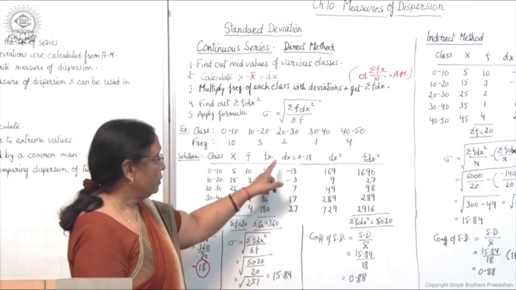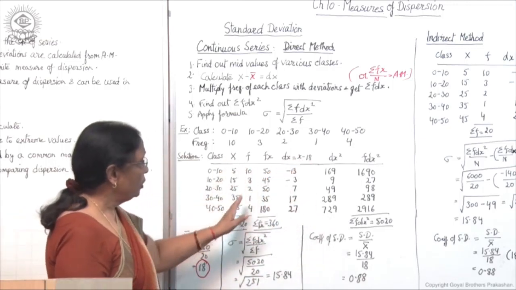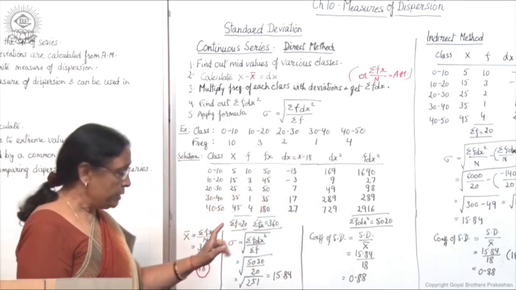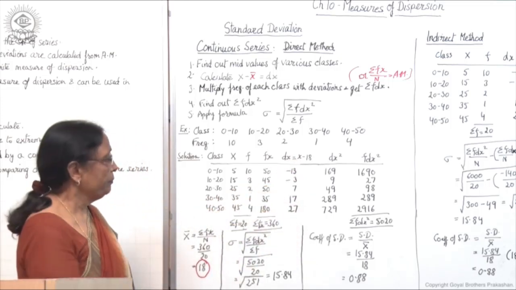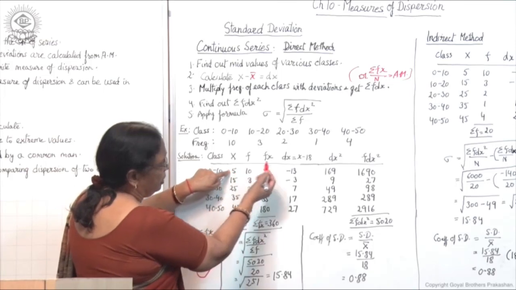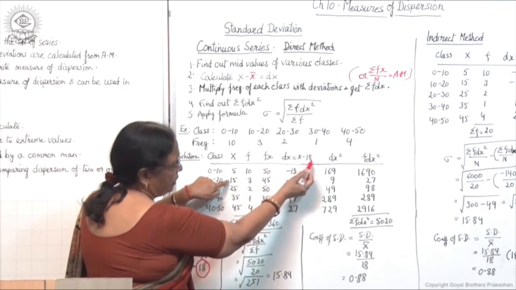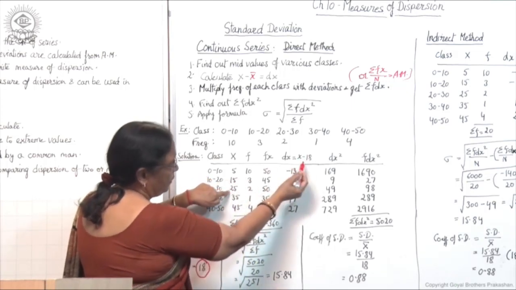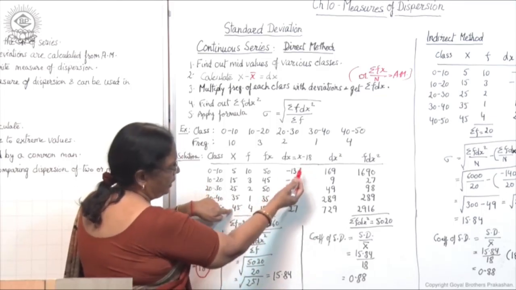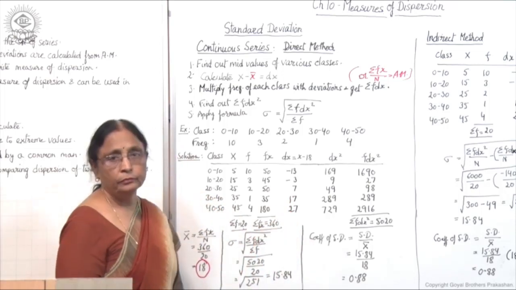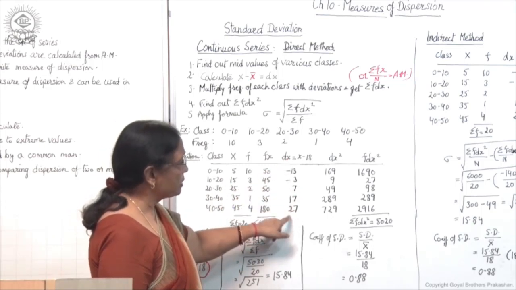dx is equal to x minus 18. x is this column given to you minus mean, 18 is the mean, so x minus 18, that will be dx. These are the deviations. Here x is 5, so 5 minus 18 is minus 13, 15 minus 18 is minus 3, 25 minus 18 is 7, 35 minus 18 is 17, 45 minus 18 is 27, right. So this way you have got dx.